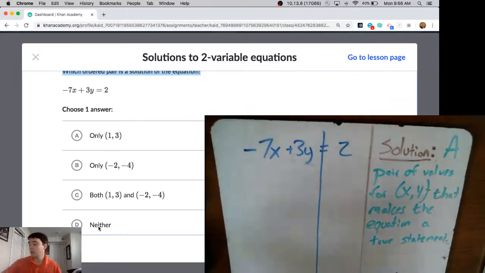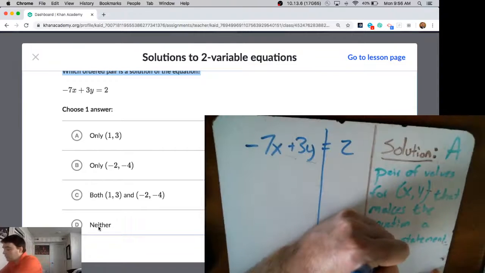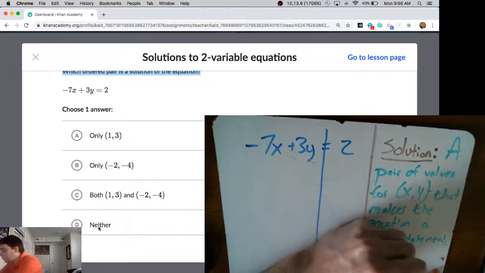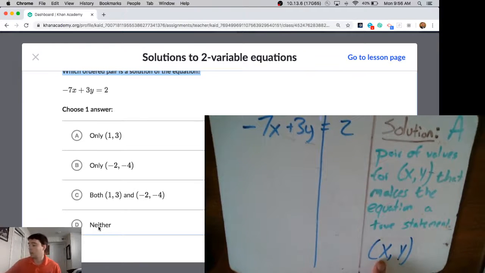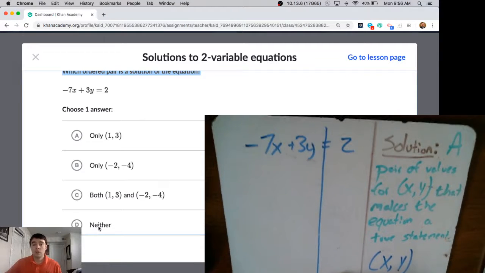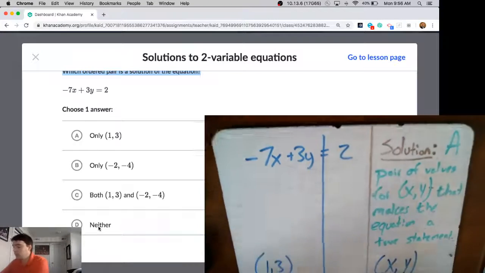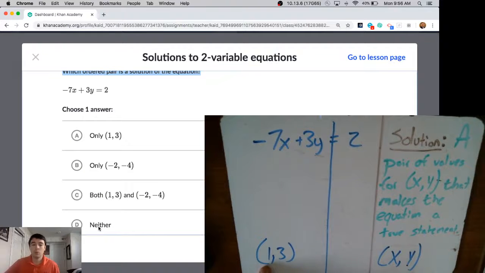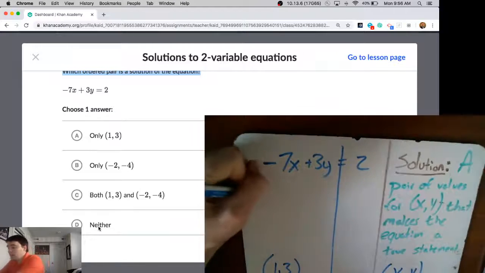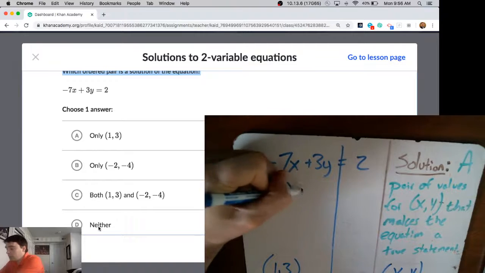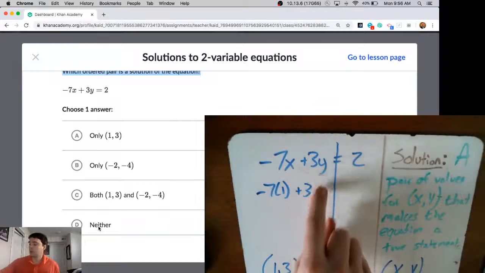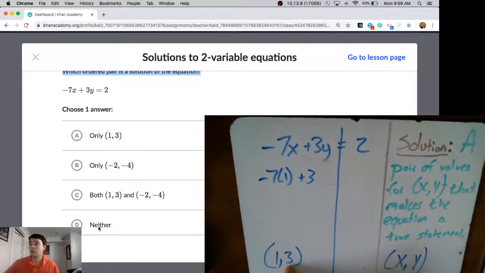So the first thing we need to understand about ordered pairs, whenever you have an ordered pair, which I'm writing at the bottom of my whiteboard, is that the first number represents x and the second number represents y. So when they offer the solution 1 and 3, they're saying can x be equal to 1 and can y be equal to 3. So I'm going to plug those numbers, that 1 and that 3, in for x and y into the equation. It's going to change to negative 7 times 1 plus 3 times 3, where I replace the y with 3.